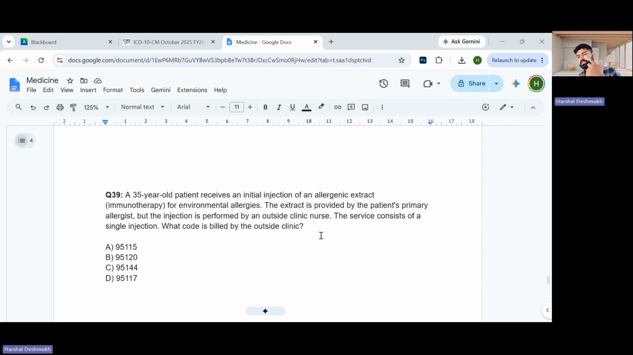Moving on to the second last question. A 35-year-old patient receives an initial injection of an allergenic extract for environmental allergies. The extract is provided by the patient's primary allergist, but the injection is performed by an outside clinic nurse. The service consists of a single injection. What code is billed by the outside clinic?